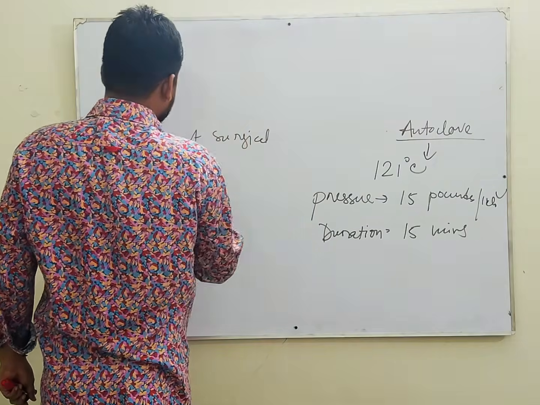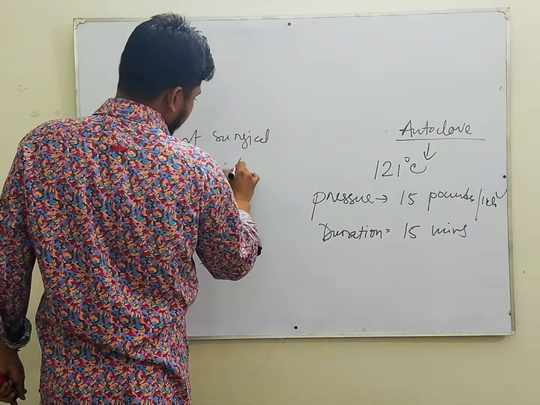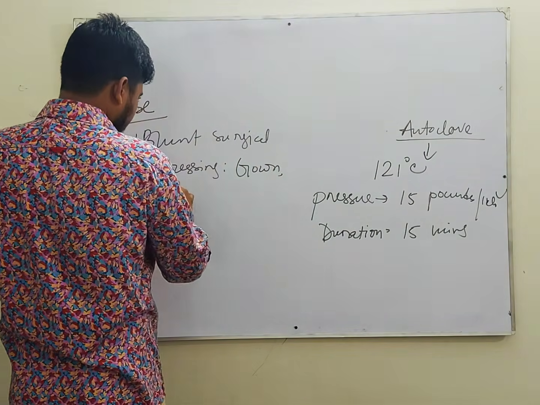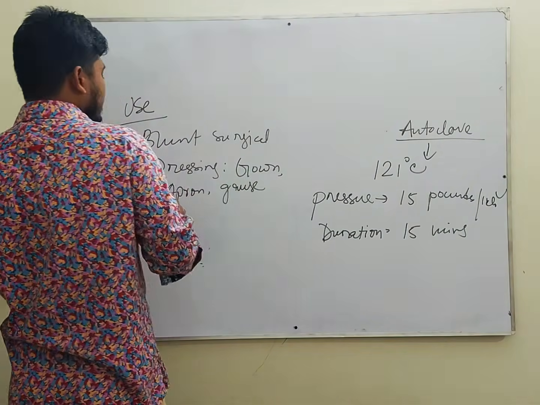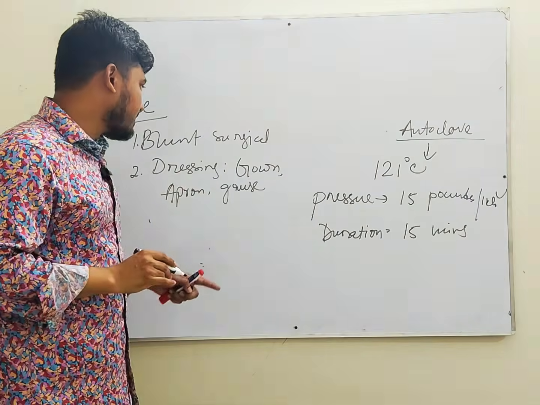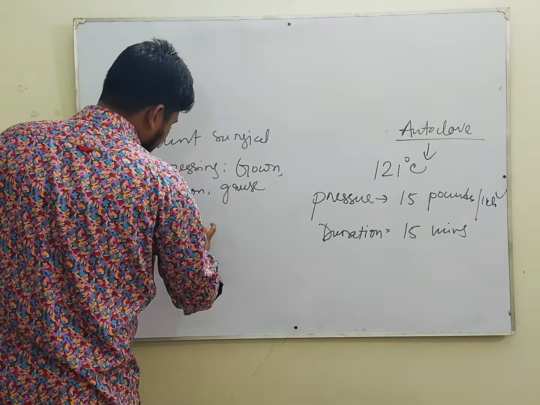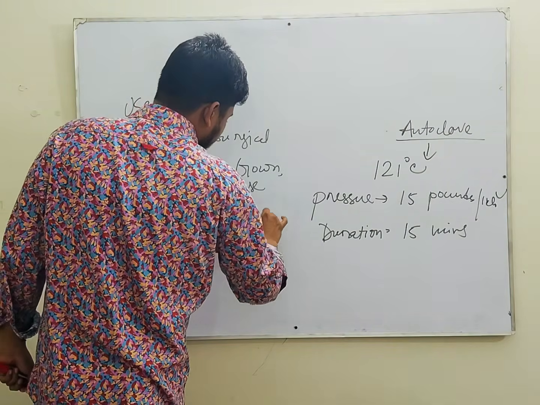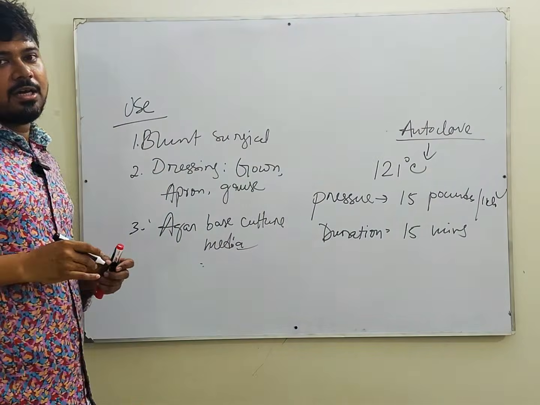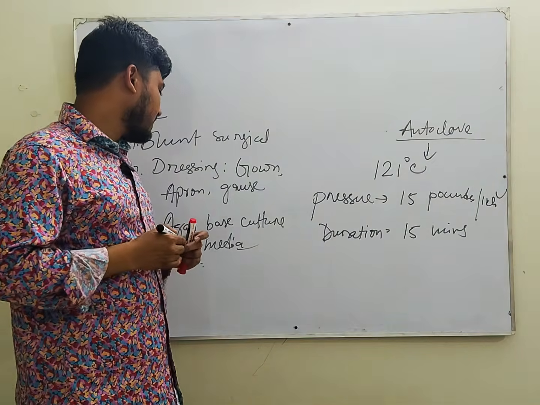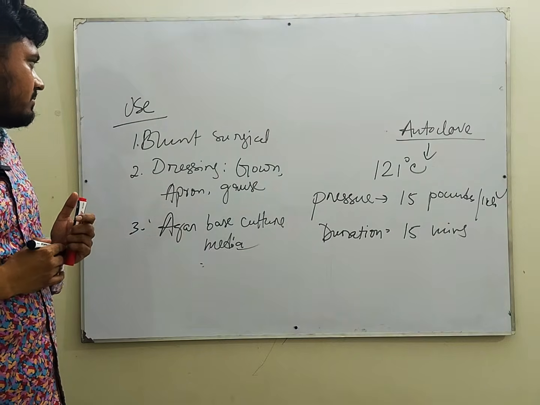blunt surgical instruments, number 2 dressings like gown, apron, surgical gauze piece. These dressing are draping sheet. These are sterilized by autoclave. And number 3, agar based culture media. Agar based culture media like blood agar media, MacConkey agar media, chocolate agar media. So these materials are sterilized by autoclave.